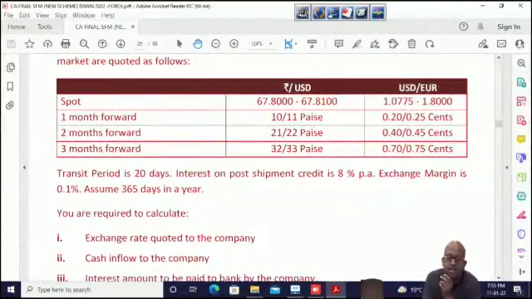So my explanation is that the rate 67.8 is a big rate. 21 paise is a small amount, 0.21. But the rate 1.0775, the 0.07 is big. If you do an adjustment of 0.4, that becomes 1.47. An exchange rate of 1.07 cannot become 1.47 in a 2-month period.